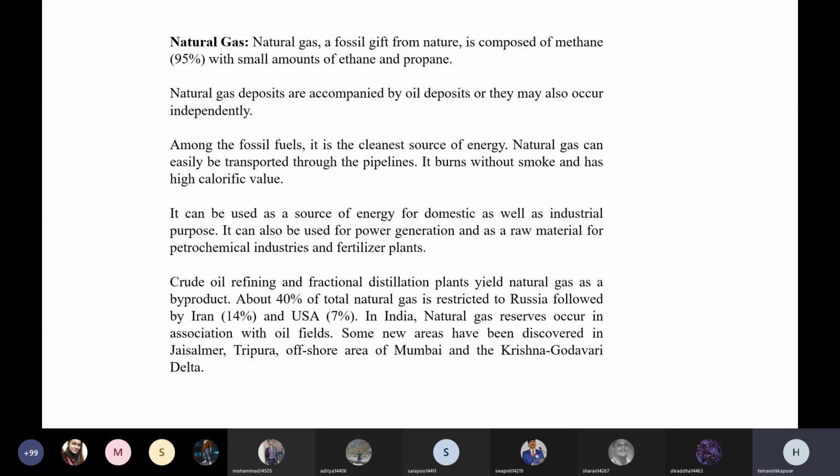What is the major thing in natural gas? Methane. Methane is prevalent, and high temperatures led to the formation of natural gas.